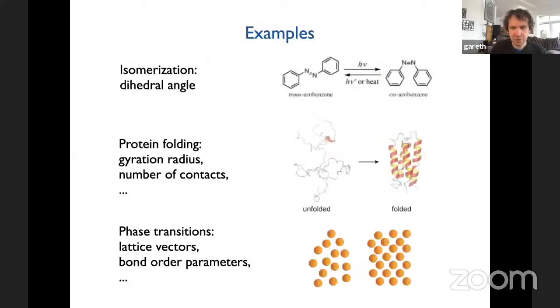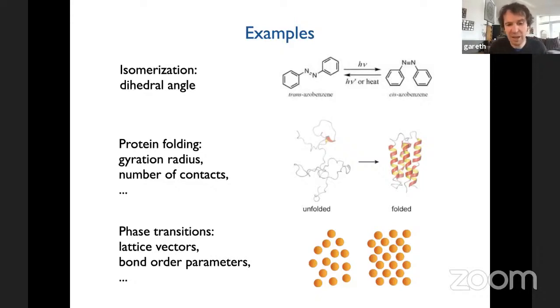Okay, so some examples of these collective variables that we might use. If we're looking at, say, this reaction, we might have this dihedral angle here, which tells us whether or not we're in trans-azobenzene or cis-azobenzene. Let's suppose we're looking at protein folding, we can use something like the gyration radius or the number of contacts that tells us whether the protein is folded or unfolded, and we can then calculate the relative free energies of those different states.